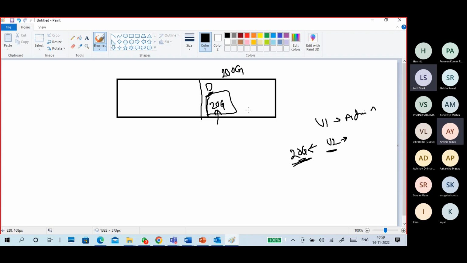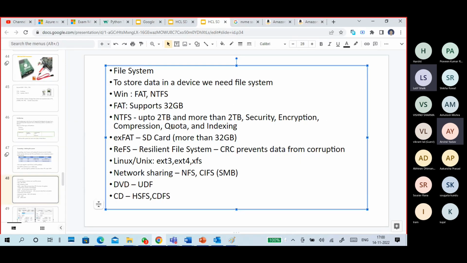So this is a disk quota. For user 1 it is 200 GB. And for user 2, what user 1 has done is said it is a 20 GB drive, so you can store up to 20 GB of data inside. That is called a disk quota. So this is NTFS related. FAT related? It is no.